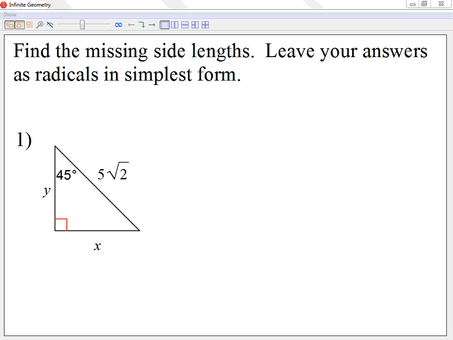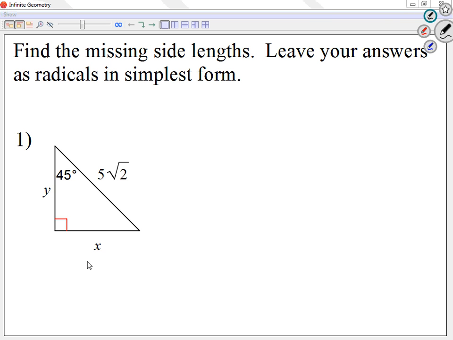Alright, so looking at today's review, the first part that we have is a 45-45-90 and a 30-60-90. So starting with a 45-45-90, I know these two sides are equal. We know that x and y in this case are going to be equal. If I have the side and want to get to the hypotenuse, I multiply by radical 2. So in that case, since I'm going backwards, let me divide by radical 2.